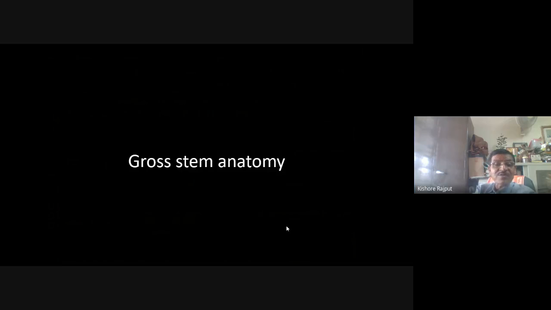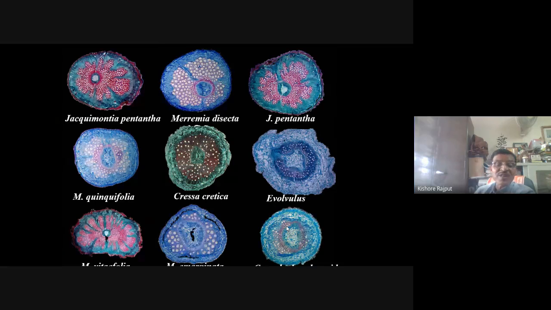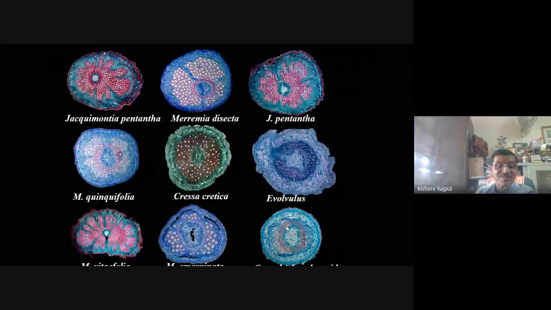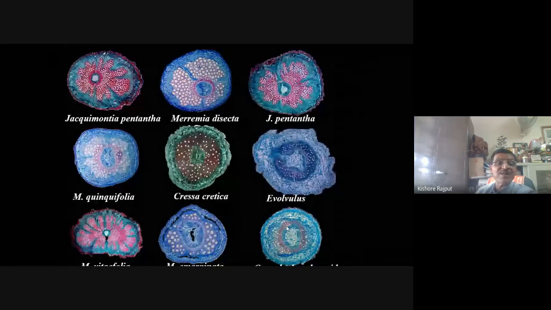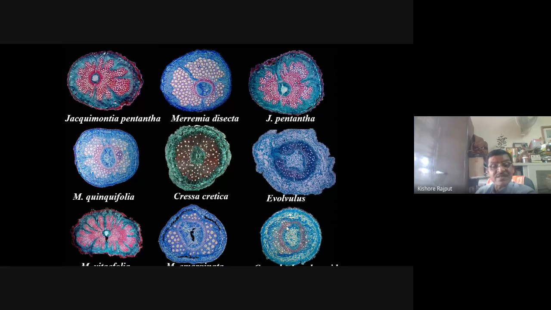Then I'll talk about the gross anatomy. If you look at the overall structure, you can see the range of variation within the Convolvulaceae family. That is Jacquemontia, Merremia, then another Jacquemontia that is a variant in the flower, blue and yellow color. Then Merremia is there. Then Cressa, you have Evolvulus, then Merremia vitifolia, then Emarginata, and all these. Maybe all these members vary.